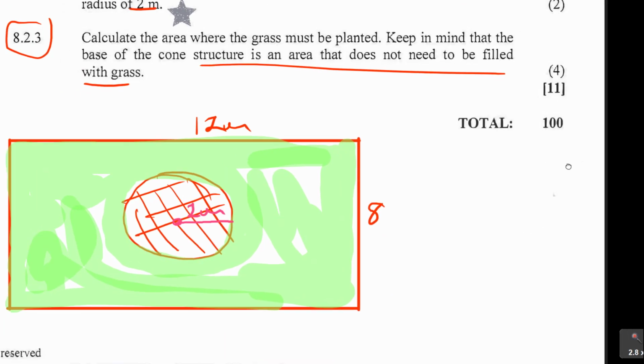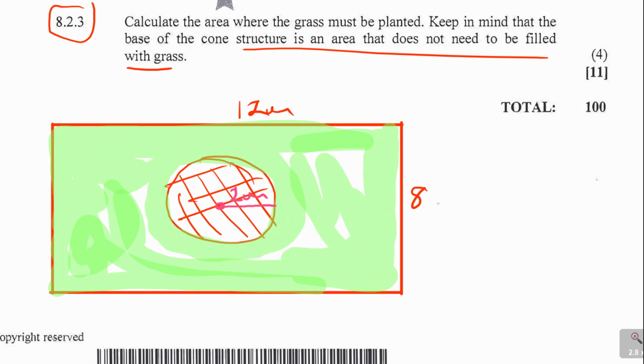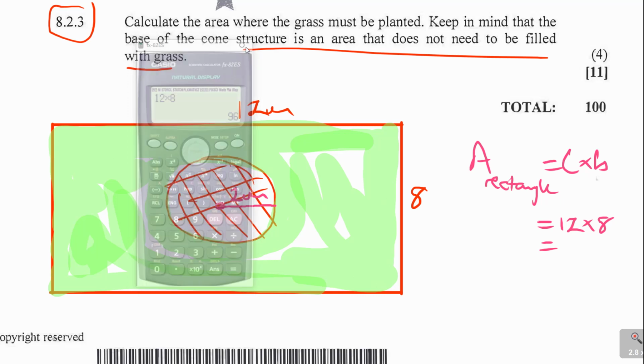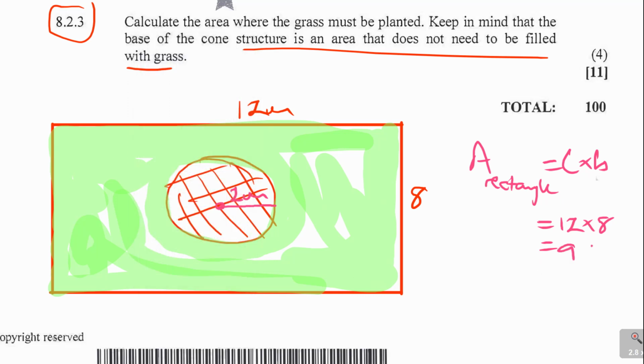So let's start by finding the area of the rectangle first. Area of a rectangle is equal to length times breadth, which is equal to 12 times 8. 12 times 8 is what? 96. So it's 96. Area is in square meters.